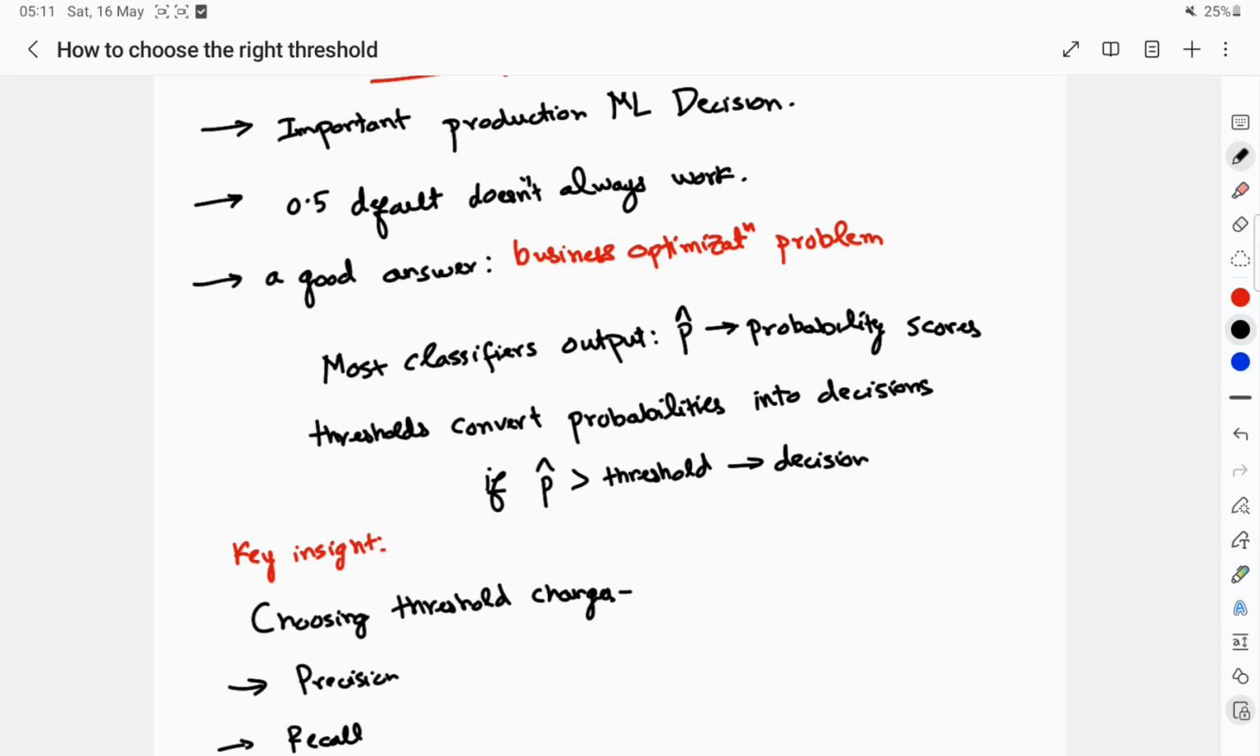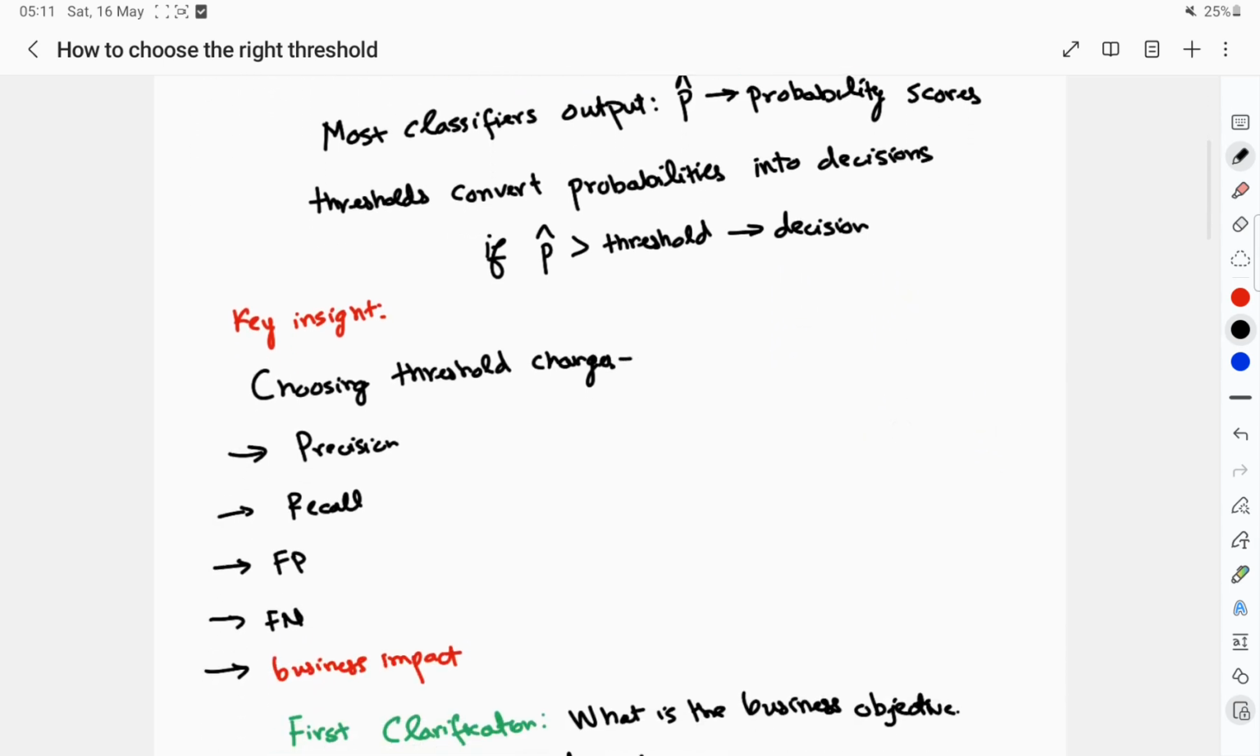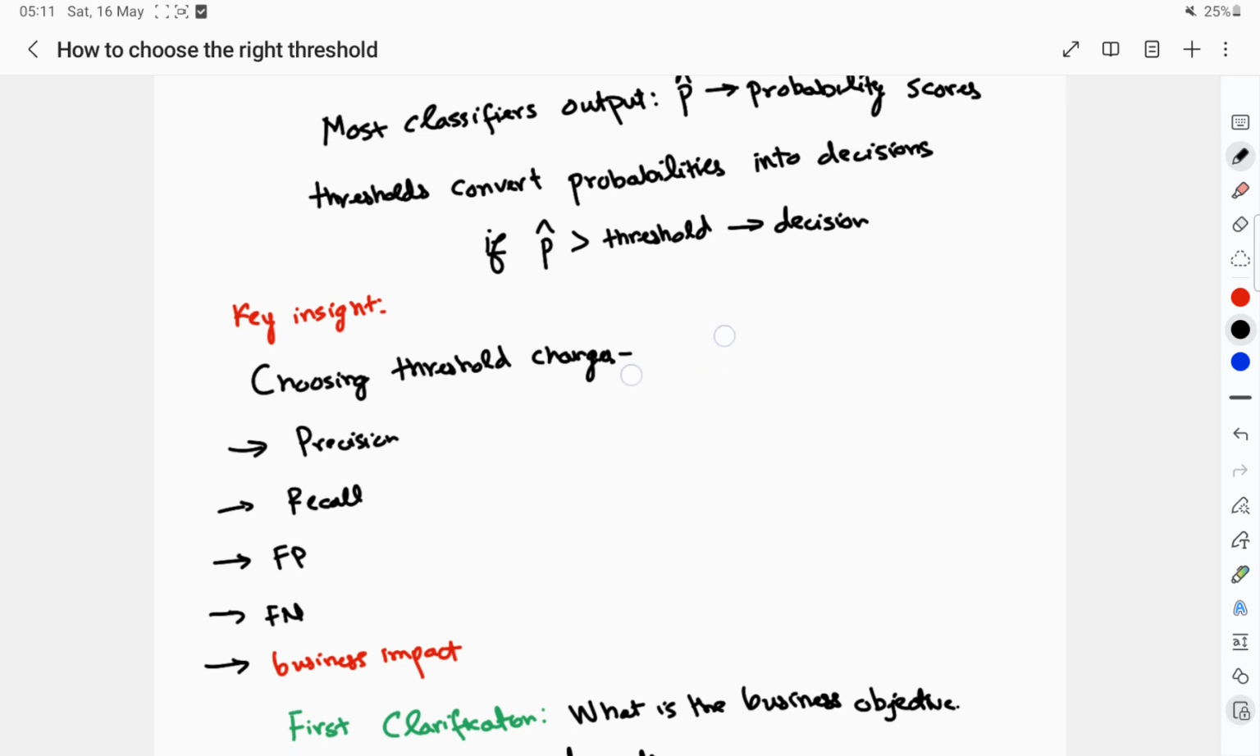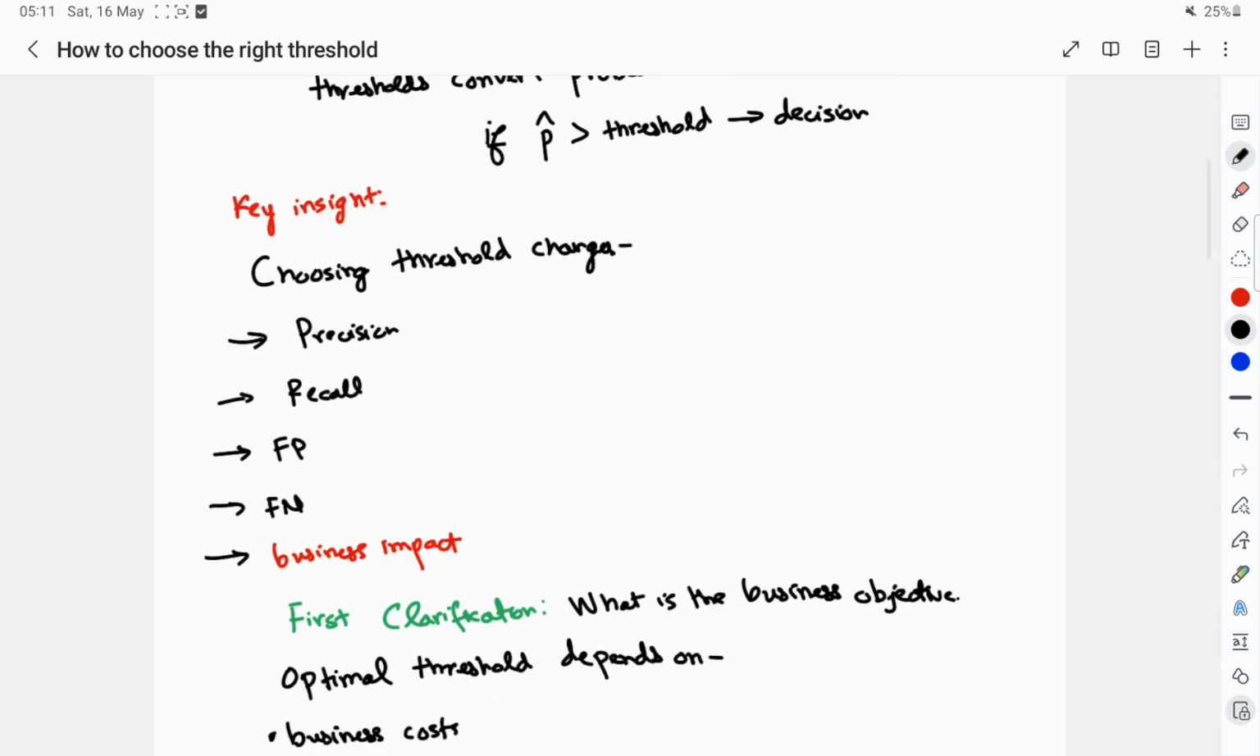Most of the classifiers that you will build would output a probability score, let's call it p hat, and the threshold would basically convert these probability scores into decisions. So if your probability score is greater than a particular threshold, then you arrive at a decision using your machine learning model. The key insight is that when you are choosing a threshold, you are changing a lot of different tenets here. You would change the precision, you would change the recall, you would also change the false positives versus the false negatives, and most importantly, you would be changing what business impact a particular threshold value will have, right?